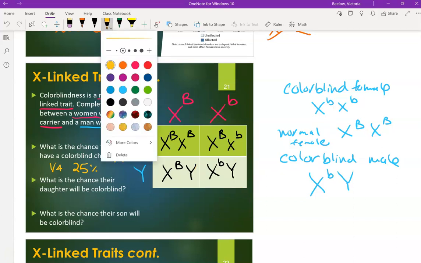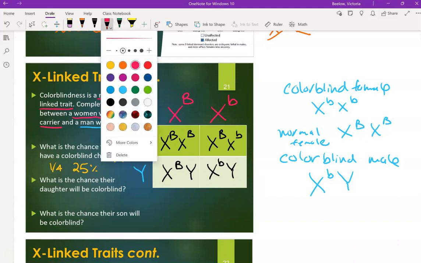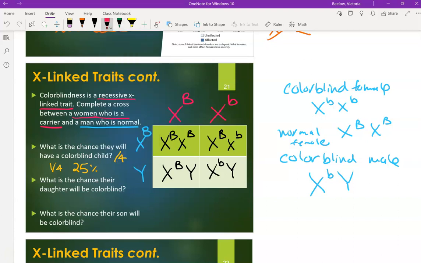Now these other questions are getting more specific, so they're asking about the children, male or female. What is the chance their daughter will be colorblind? Well, there's only 2 females, right? So out of those 2 females, what is the chance that their daughter will be colorblind? Well, neither one of these females are colorblind. So that would be a 0 out of 2 chance, or 0%.